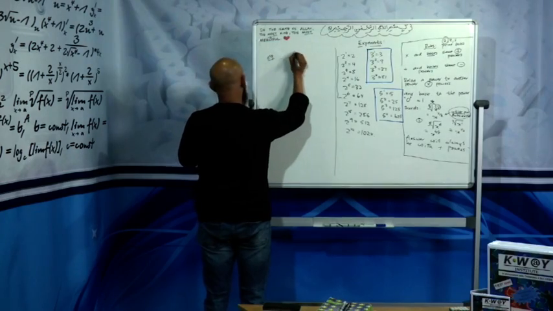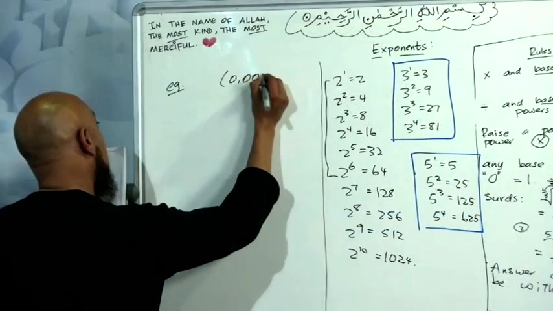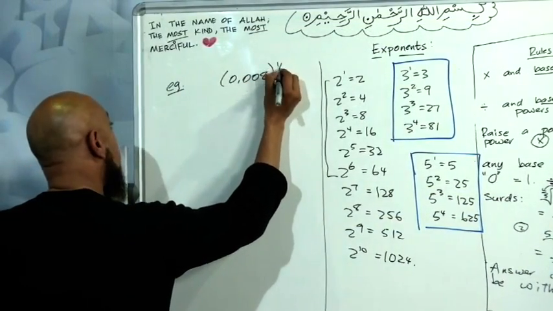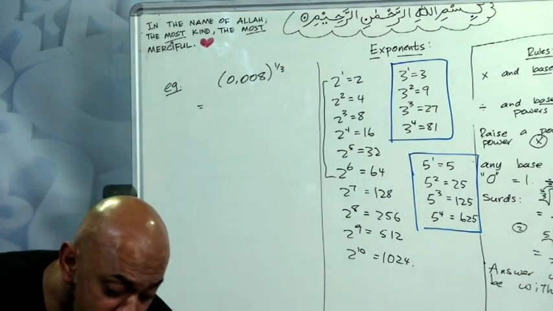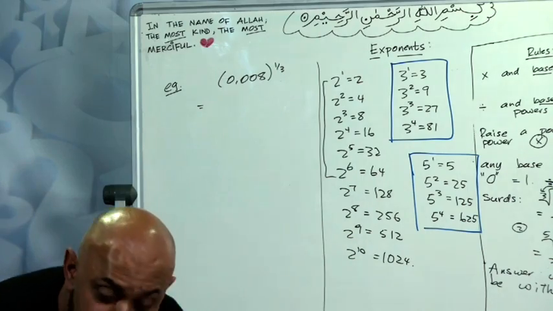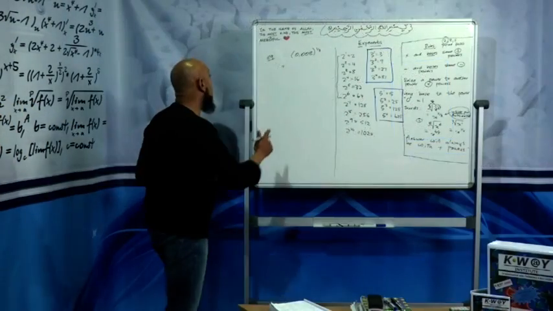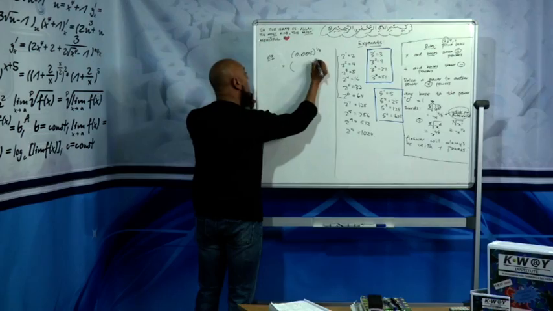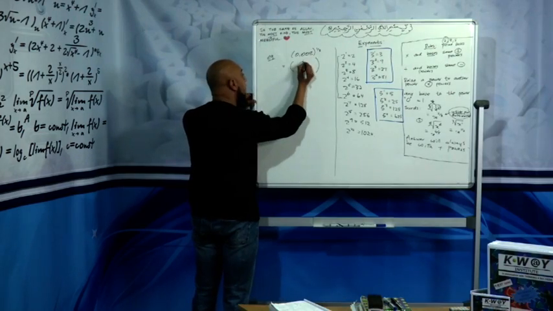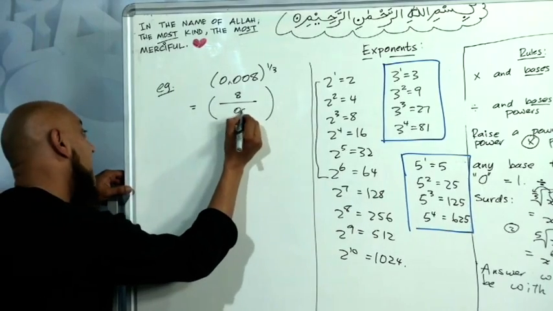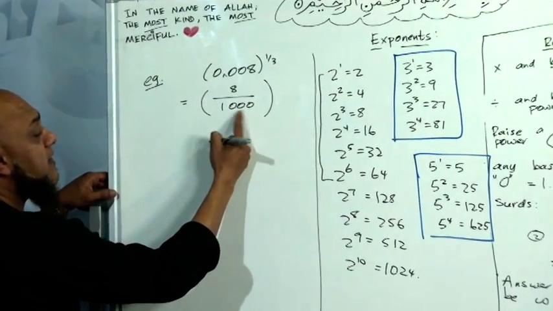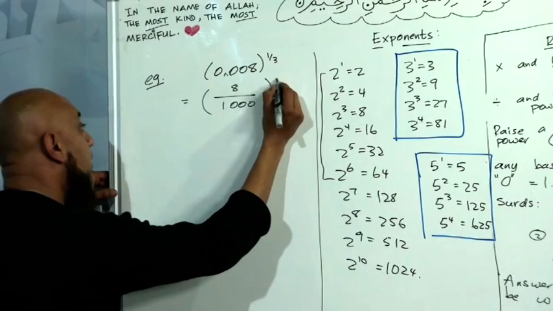Here's another example. I tell you 0,008 to the power a third. Now, you've seen this. I know you've seen this. Now, how do we convert 0,008? We know that we need to convert it to a fraction. So this is 8 over 1,000, 3 decimal places is 3 zeros, to the power a third.